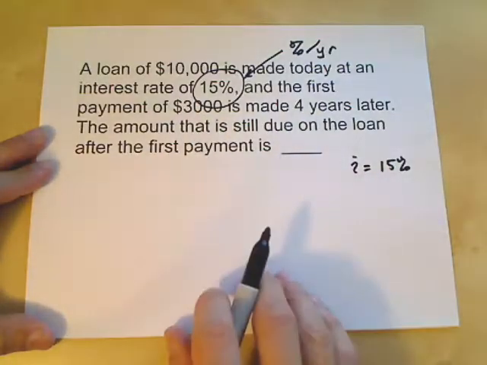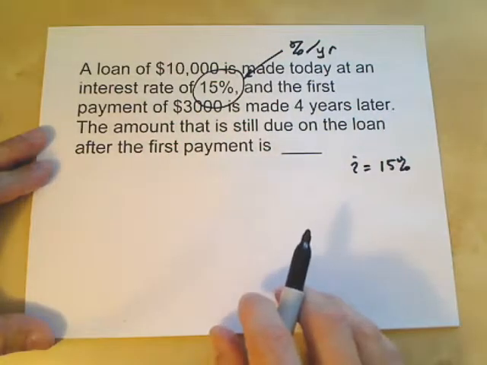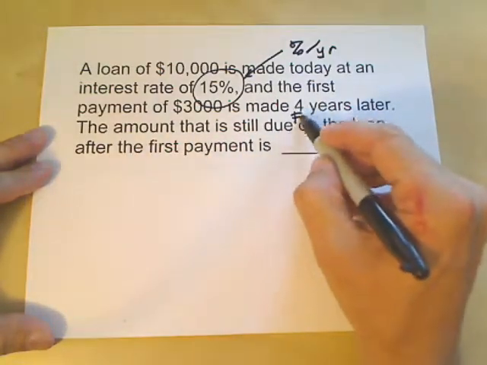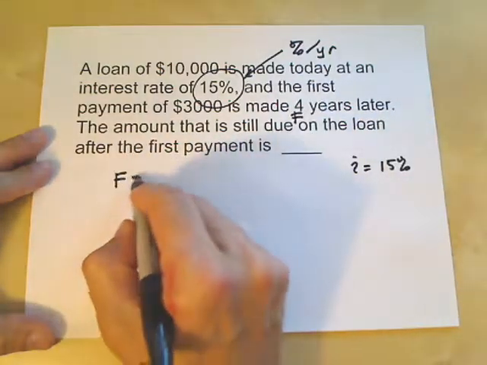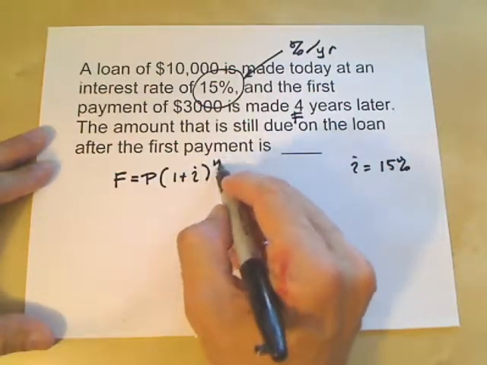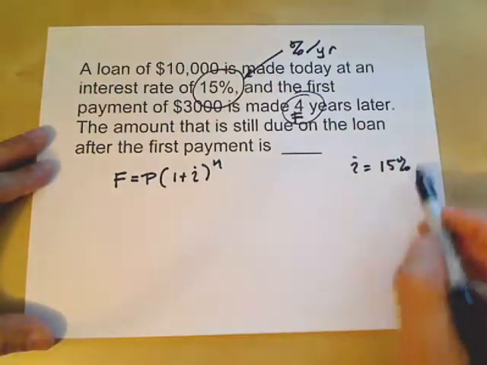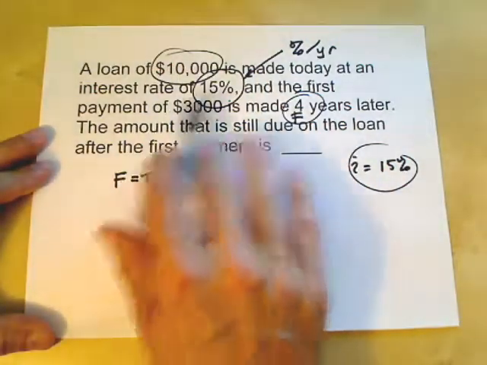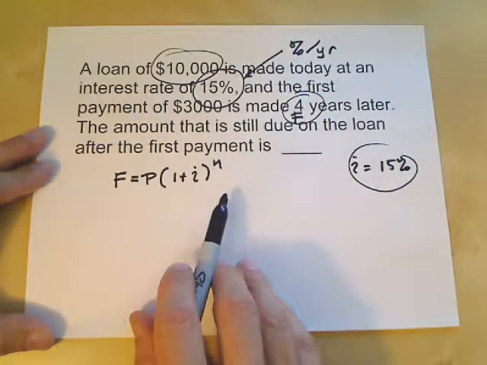The first payment of $3,000 is made 4 years later. The amount that is still due is asking for F. So we have this formula, F equals P times (1 plus I) to the N. We know N, we know I, we know P. The wrinkle in this problem is the $3,000.